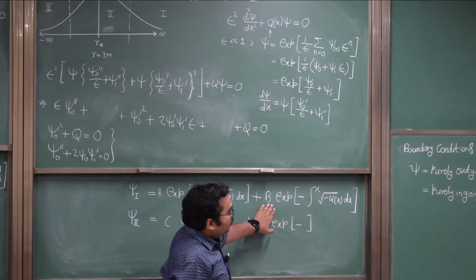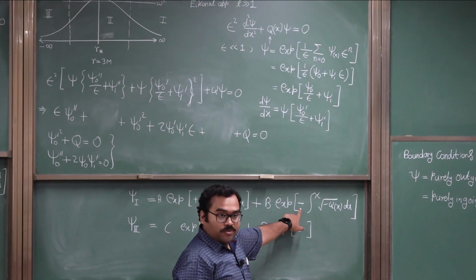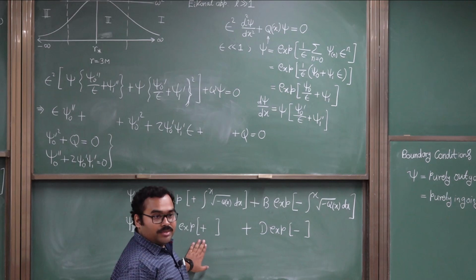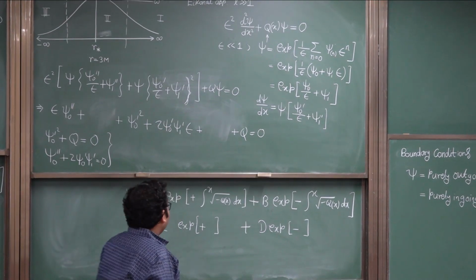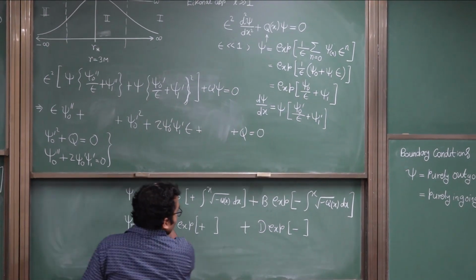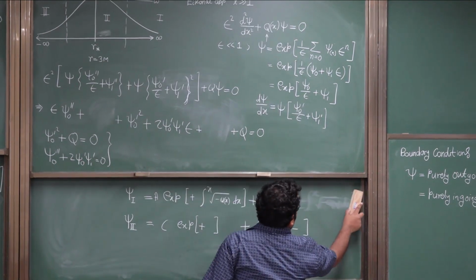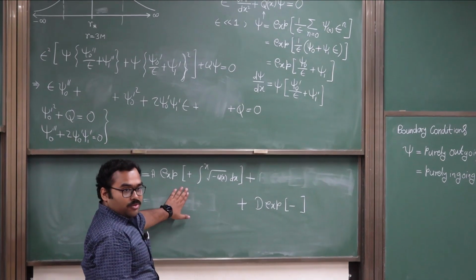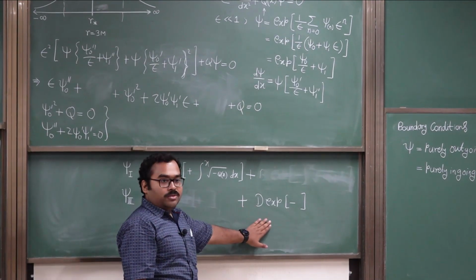Actually, this quantity B has to be 0 because it gives you a minus sign. Similarly, here the quantity C has to be 0 because it gives you a plus sign. So that drastically reduces your solutions to just this and just this. So you have this as the solution at region 1, and this is the solution at region 3.